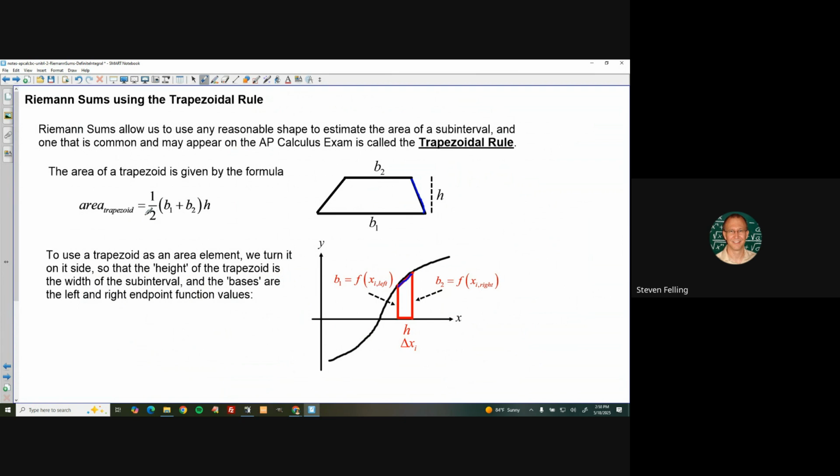So the area of a trapezoid is 1/2 base 1 plus base 2 times the height. Right, there's the perpendicular height, and then you can think of it as like the area of a rectangle, but where this dimension is the average of the two bases. So you add them together and divide by 2. So it's the average of the height on the left and the height in the middle times the height here of the trapezoid, which is really the width. So to use a trapezoid area, we turn it on its side. The height of the trapezoid is actually the width, and then the two bases are the F on the left side and the F on the right side.